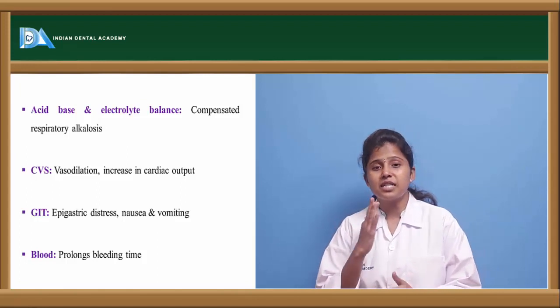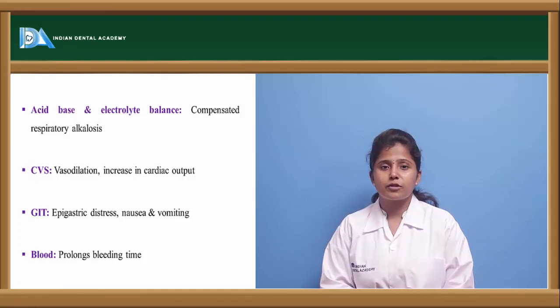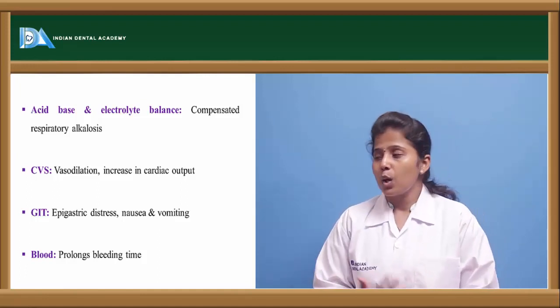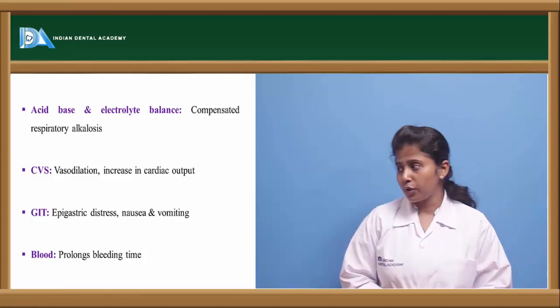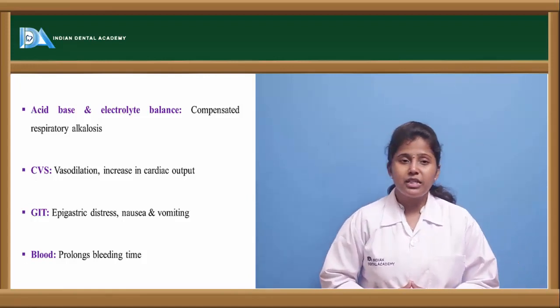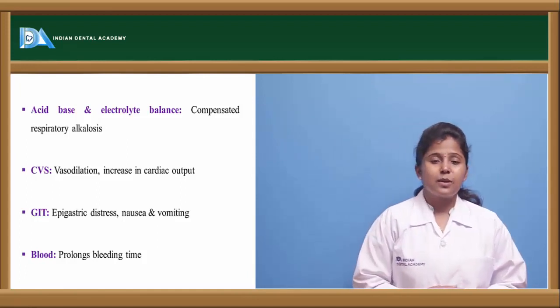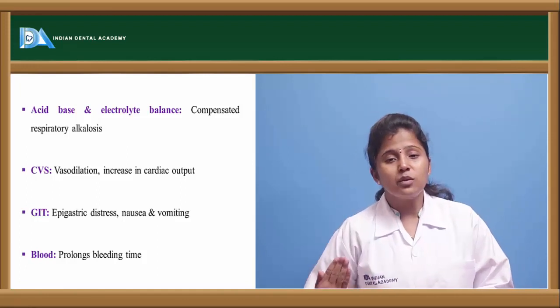So as aspirin is inhibiting the synthesis of prostaglandins, it is showing the quite opposite effect of PGs, that is vasodilatation, and it is increasing the cardiac output. And on the GIT, the gastrointestinal tract, it is used in epigastric distress as well as nausea and vomiting. So this aspirin, what does it do?